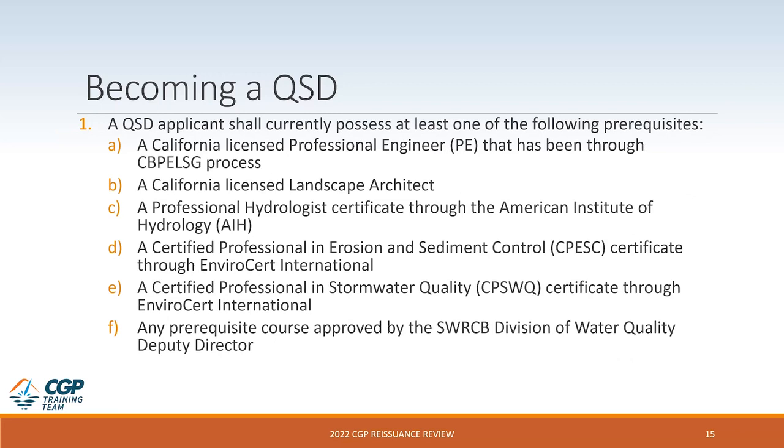And this is a new one, any prerequisite course approved by the State Water Board Division of Water Quality Deputy Director. Now, becoming a QSD, the QSD applicant shall currently possess at least one of the following prerequisites: a California licensed professional engineer, a California licensed landscape architect, a professional hydrologist, a certified professional in erosion and sediment control, a certified professional in stormwater quality, and a new one, any prerequisite course approved by the State Water Board Division of Water Quality Deputy Director.